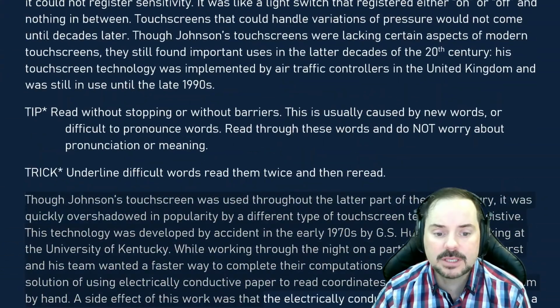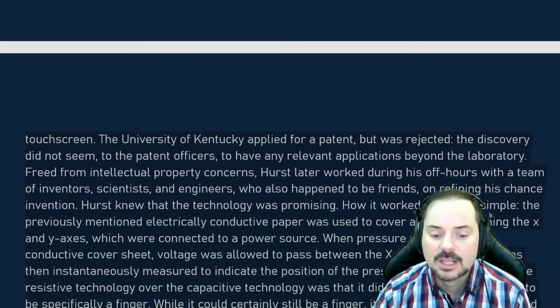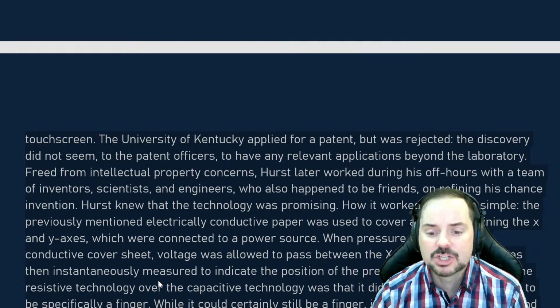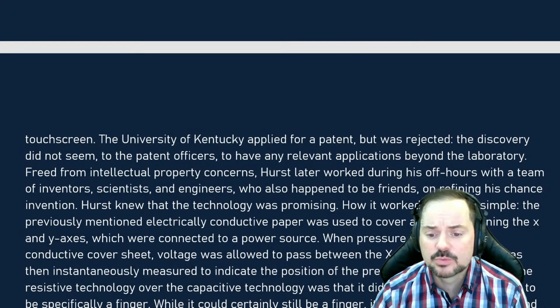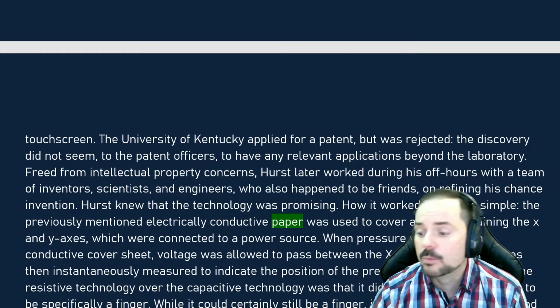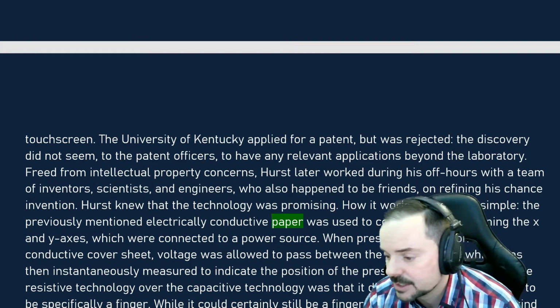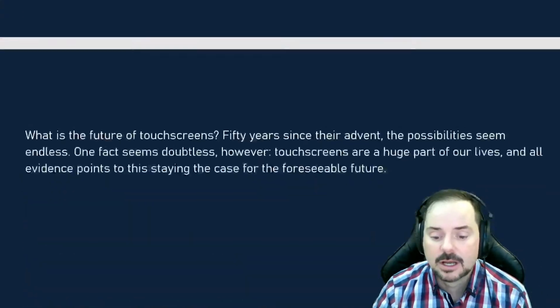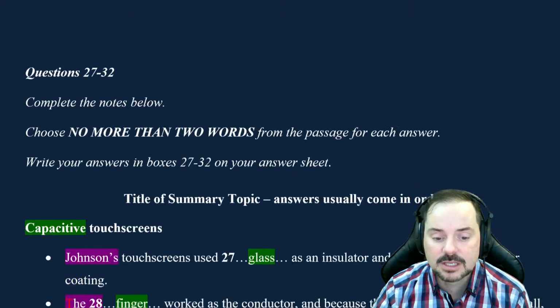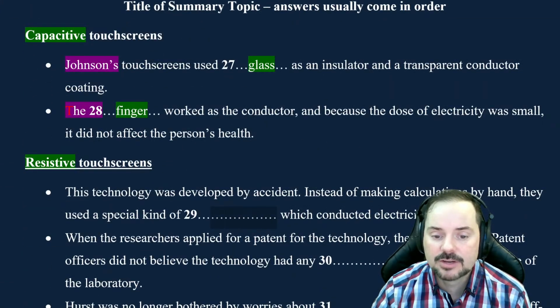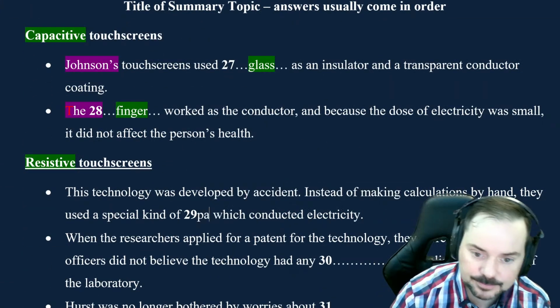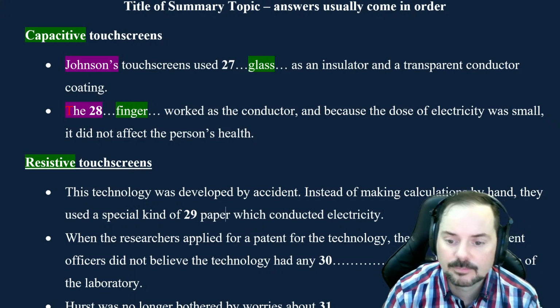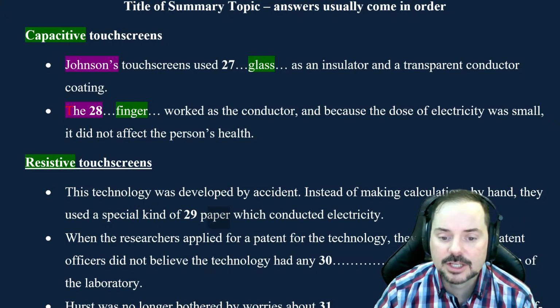It's the one we read, and it's a huge paragraph, so it's going to be hard to search for information. And in fact, this one is right in the middle of the paragraph. So it was paper. Good job, Amrit. It was a special kind of paper, some kind of paper that could pass electricity, right? So it was a special kind of paper which conducted electricity.